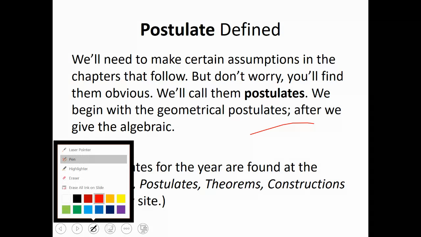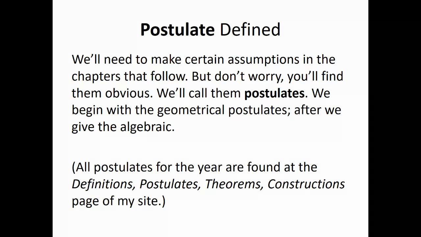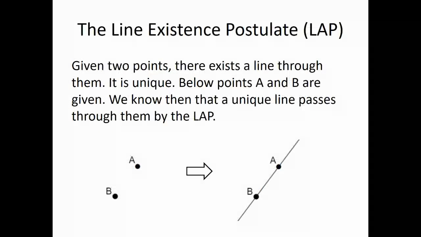So let us now present some postulates. The initial postulates that we will consider are geometrical in nature. After that, we will consider some that are algebraic. So here is the first of our geometrical postulates, called the line existence postulate. We often use abbreviations for postulates, and this we will call the LAP. And what it says is this: if we are given 2 points, then we know that there exists a line that passes through them, and this line is unique.